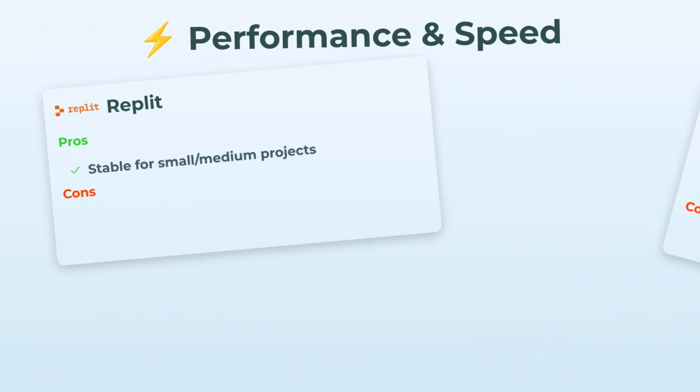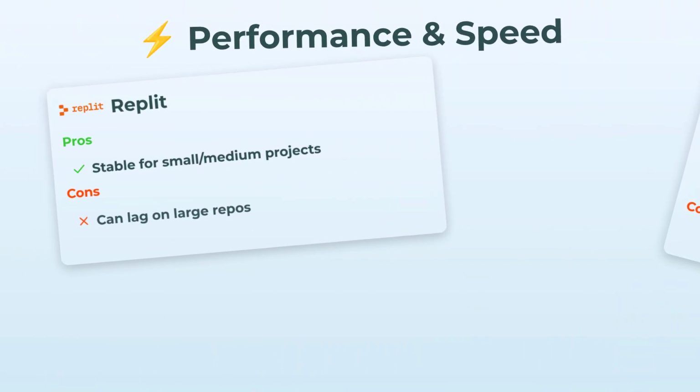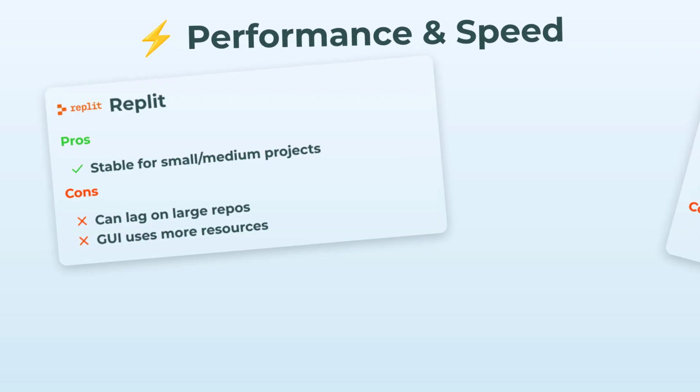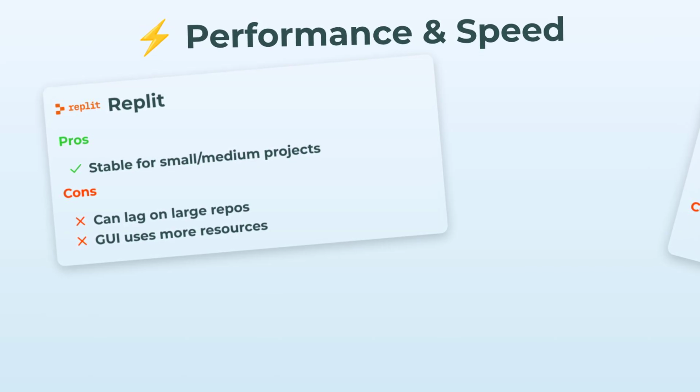Now let's talk performance and speed. So Replit is pretty good for your everyday projects. It's stable, gets the job done, but if you try to load up a monster repo, you might notice some slowdowns, like the GUI can eat up a little more juice than you'd expect.